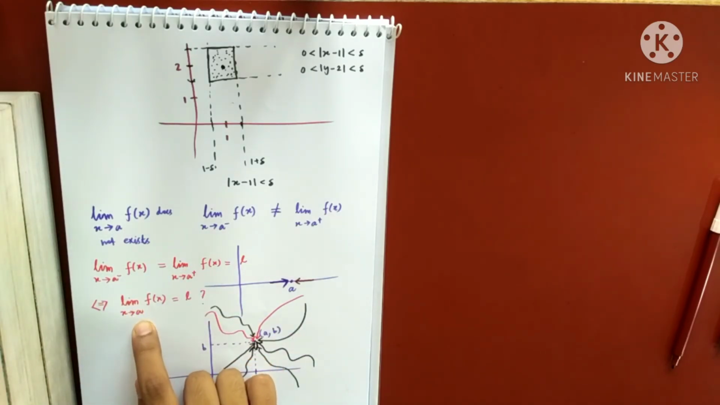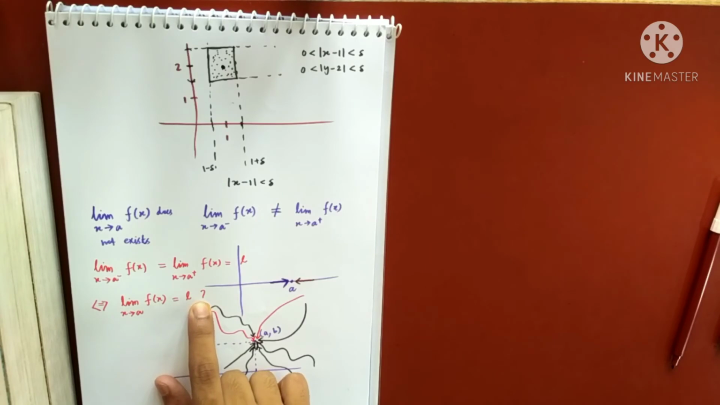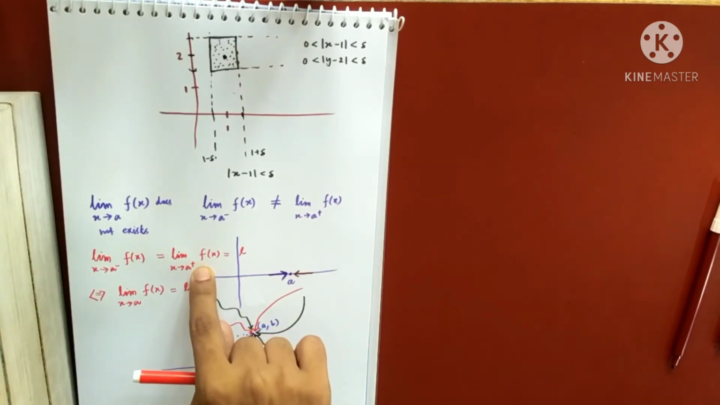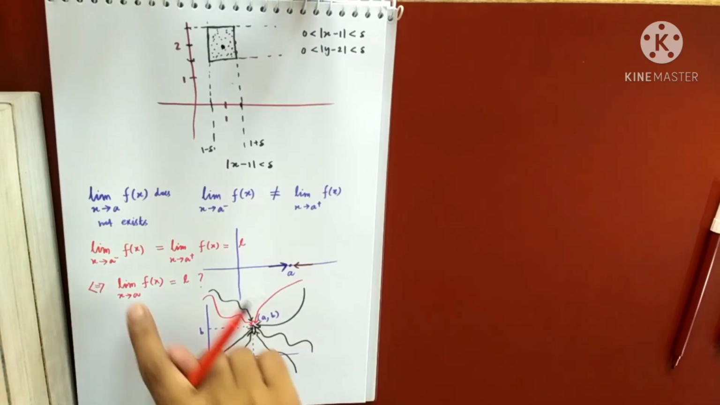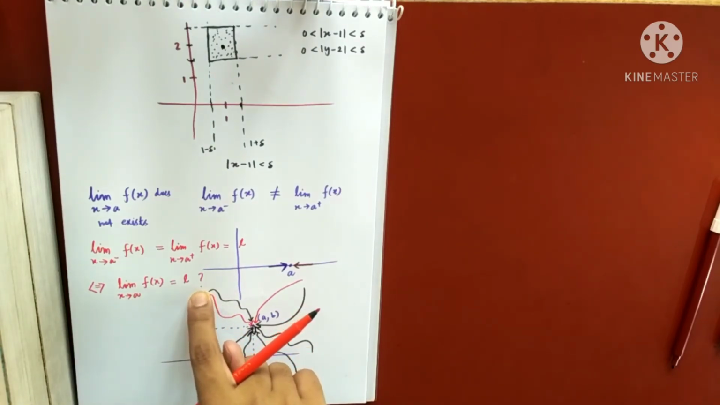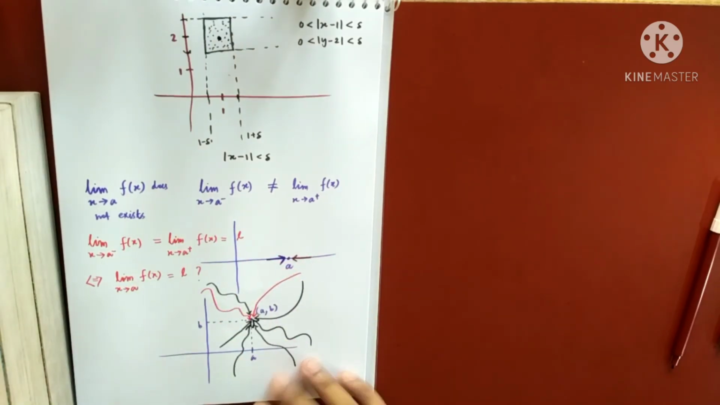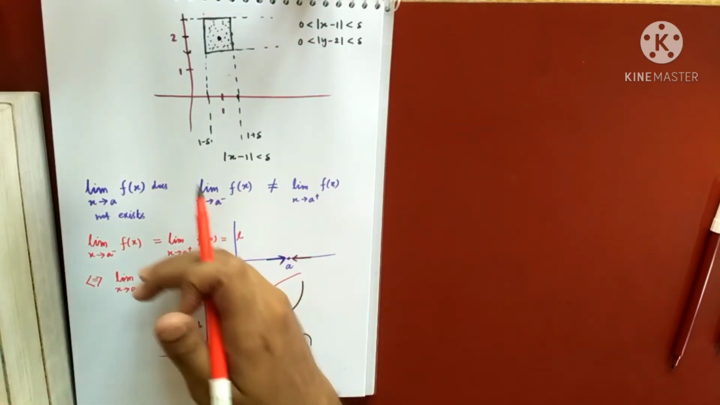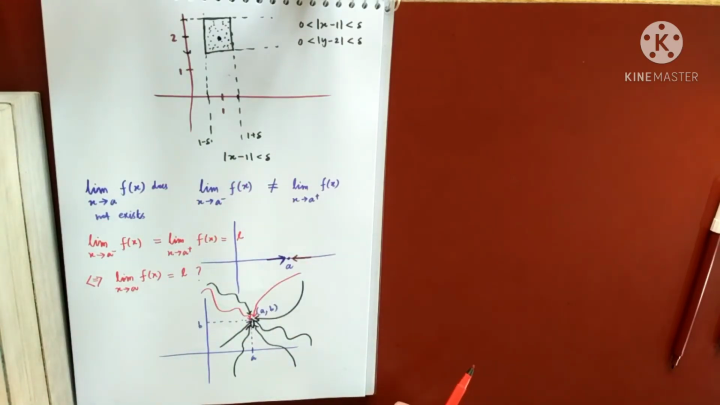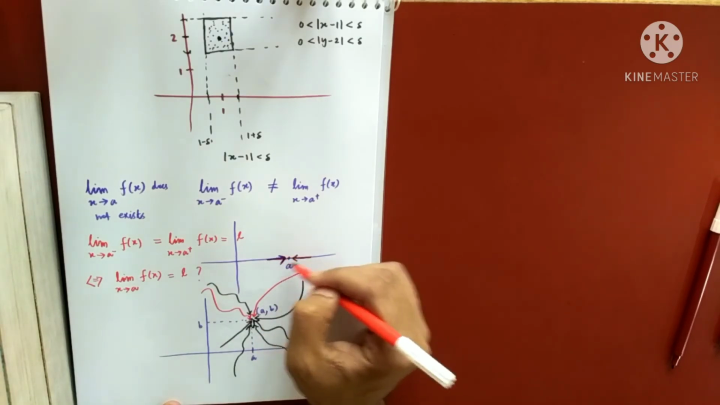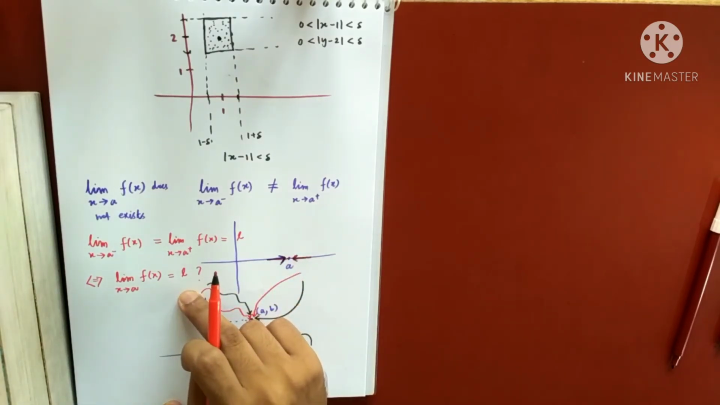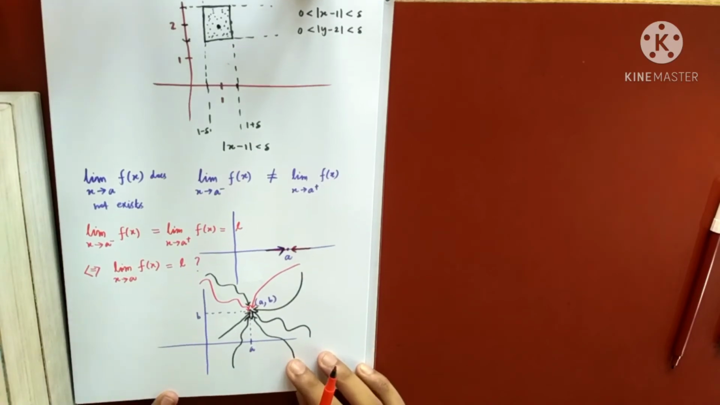Suppose the limit as x tends to a of f(x) is L. Then can I say that the left hand limit and right hand limit both exist and the limit is L? Can I say the left hand limit is also L and the right hand limit is also L? The answer is definitely yes, because I am approaching a from the left as well as from the right, and I am getting the answer L. So this is an if and only if statement.